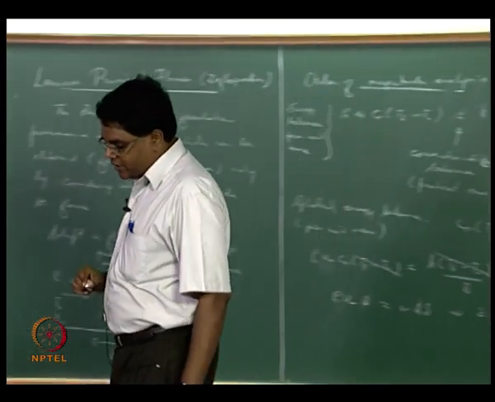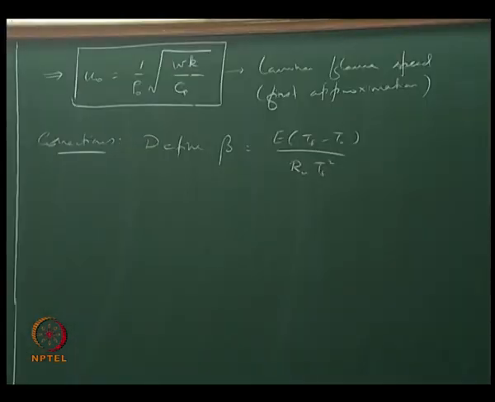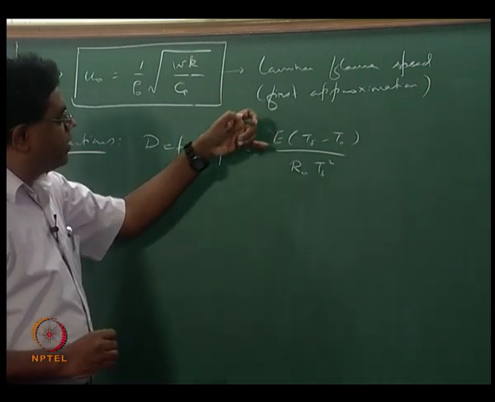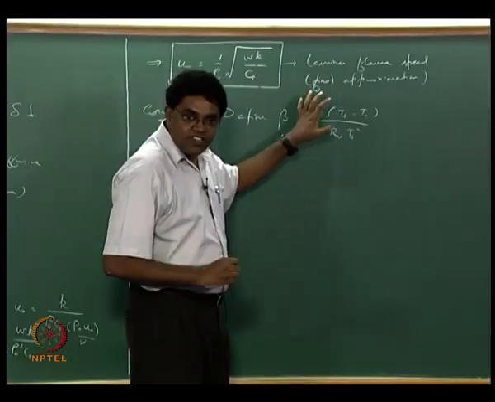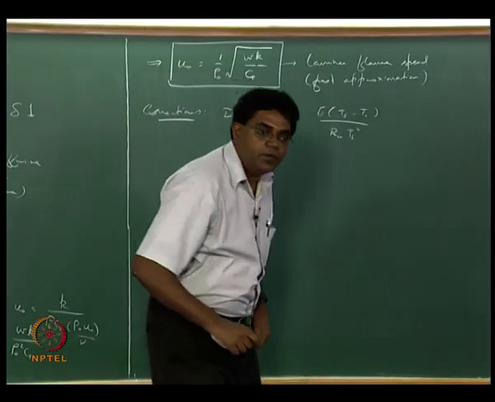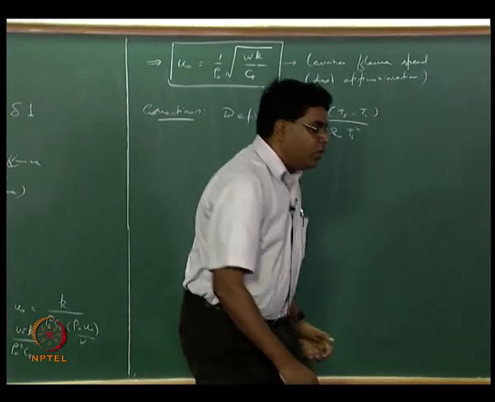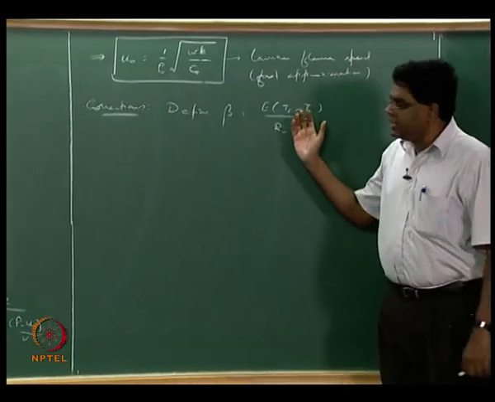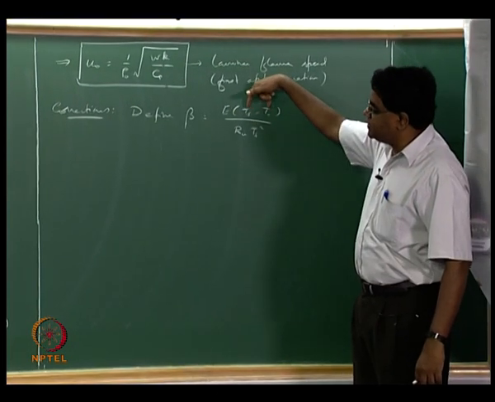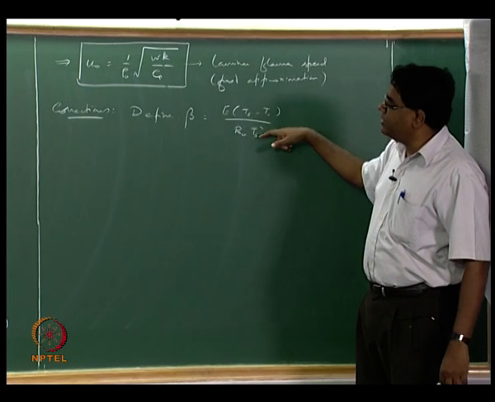The way this is defined is pretty important. We could have simply said E_f divided by R_u T_f, and that ratio is important because it shows up that way in the Arrhenius expression, right? But we also want to factor in a temperature difference. So the temperature difference is T_f minus T_0 for a given T_f.